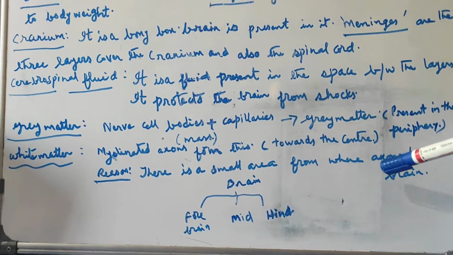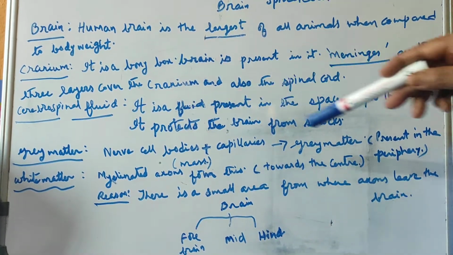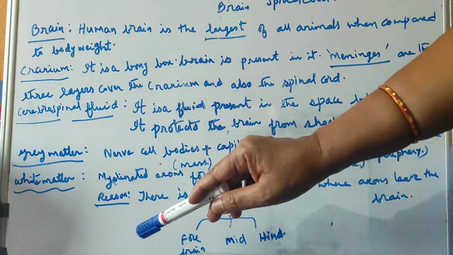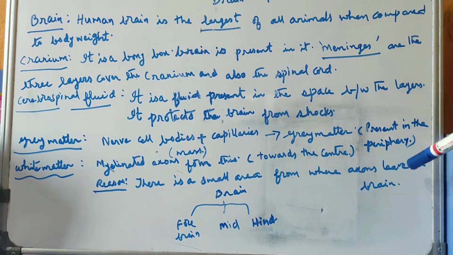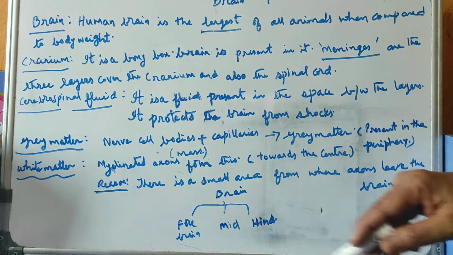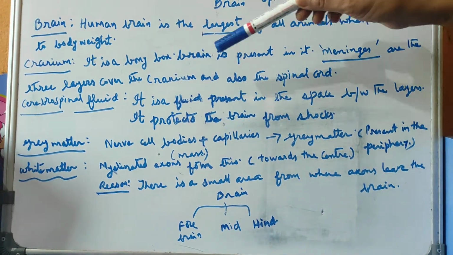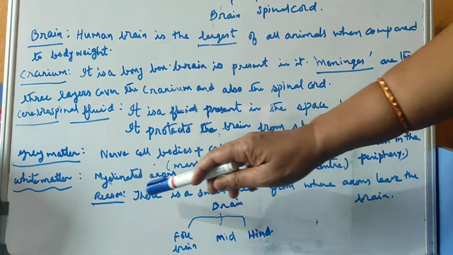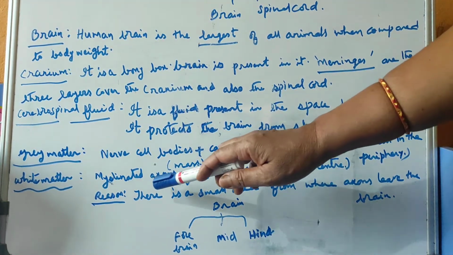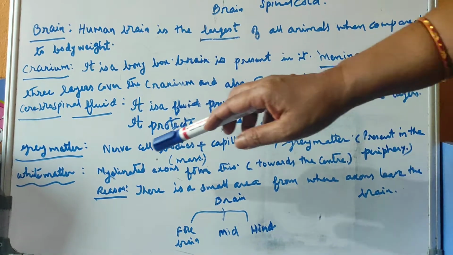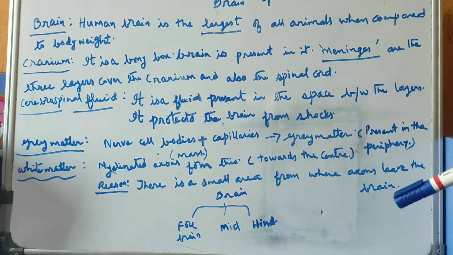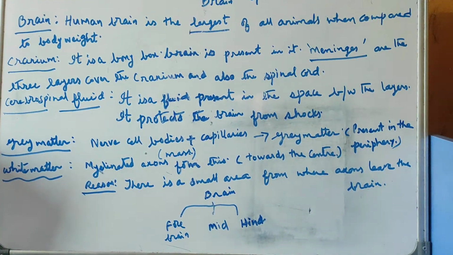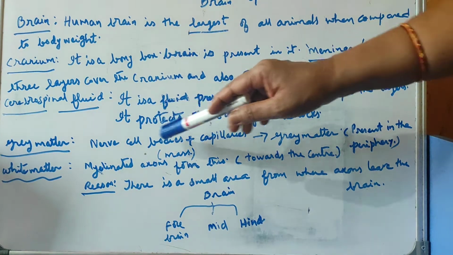What is the reason for this? Why is white matter in the center and gray matter at the periphery in the case of the brain? The reason is that there is a small area from where axons leave the brain. These axons have to come out and settle in different parts of the body and also in the spinal cord, so they take a small area. Because of that, white matter is at the center in the brain, whereas gray matter is at the periphery.